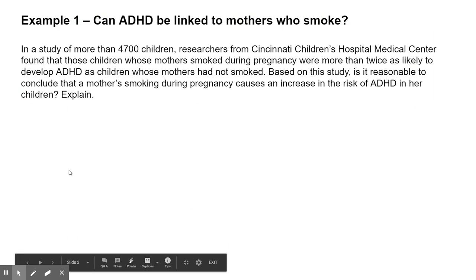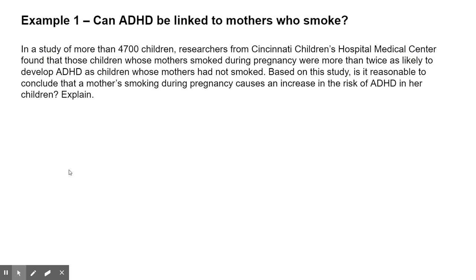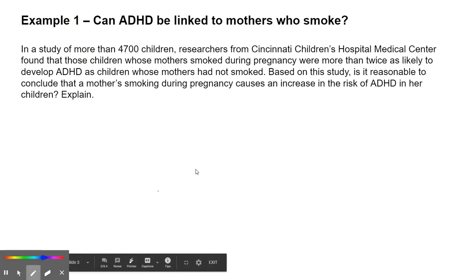Example one. Can ADHD be linked to mothers who smoke? In a study of more than 4,700 children, research from Cincinnati Children's Hospital Medical Center found that those children whose mothers smoked during pregnancy were more than twice as likely to develop ADHD as children whose mothers did not smoke. Based on this study, is it reasonable to conclude that a mother smoking during pregnancy causes an increase in the risk of ADHD in her children? Explain. Again, we have to be careful with this word causes. This is a very, very meaningful word.